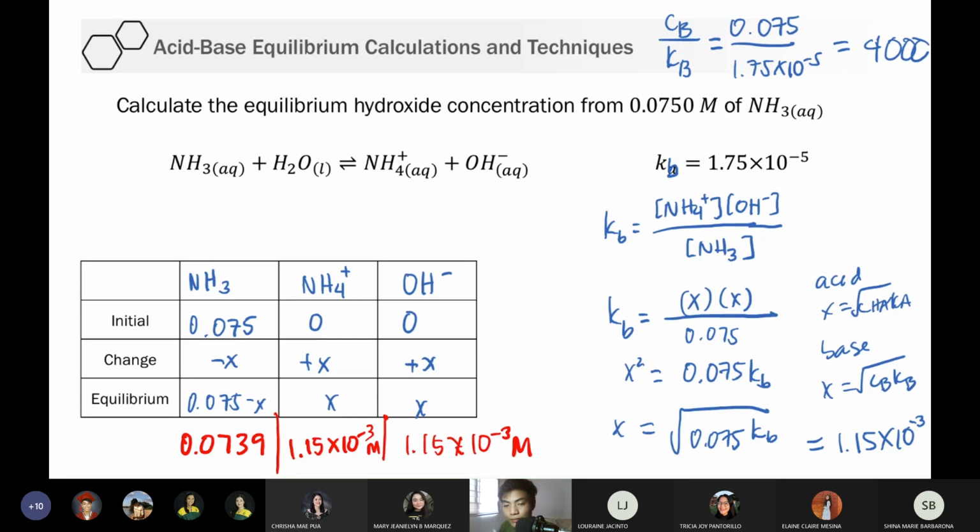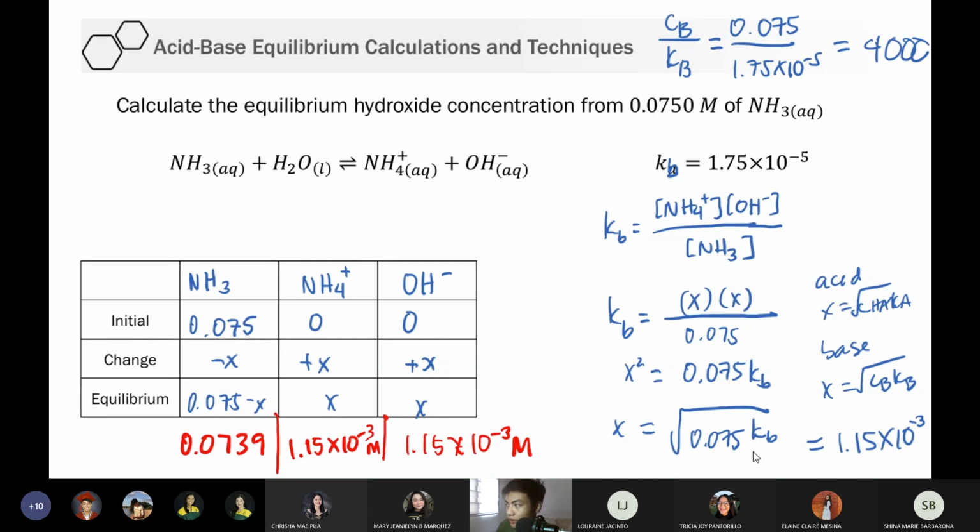Okay? So, yan. So, with the help of the small x approximation, we can eliminate the need of using quadratic equation. Hindi na natin siya kailangan. Again, kailan pwede gamitin ang small x approximation? If the ratio of your reactant concentration divided by your K is greater than or equal to 1,000. So, doon ka lang pwede gumamit ng small x approximation. Again, when I say small x approximation, yung minus x sa denominator, buburahin mo na siya.